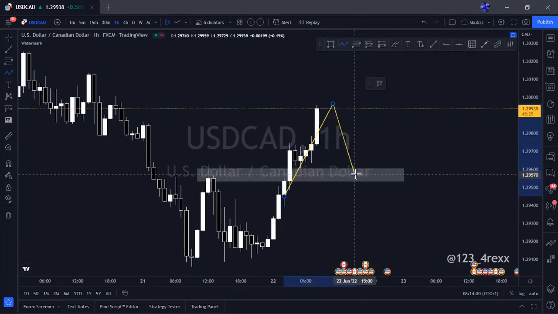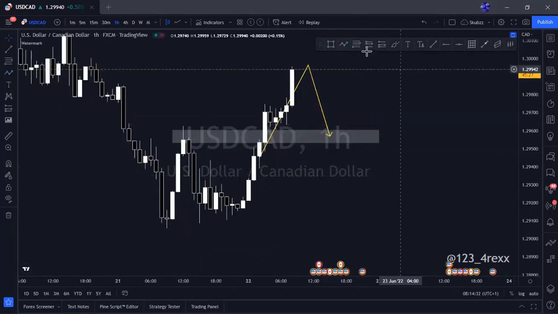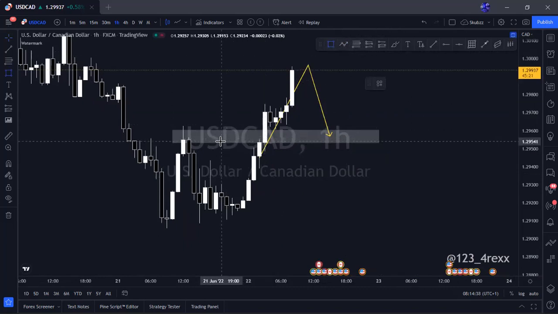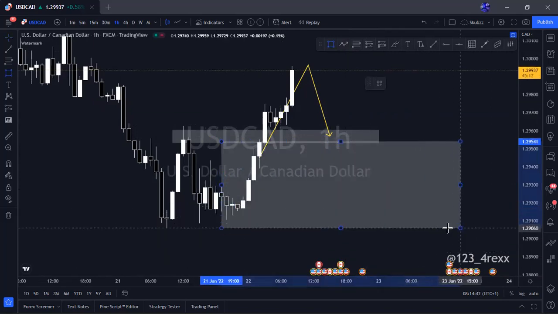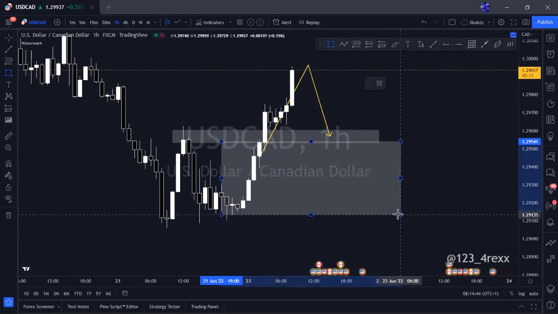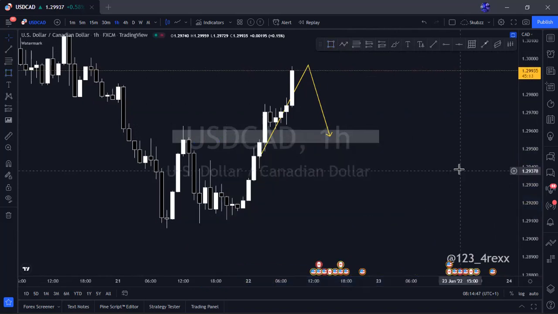I'll not enter aggressive on this one, because if you enter aggressive, the stop is going to be very, very wide. You have to factor in all this area here, because as long as price stays above it, it's still valid. So you have to factor it in. That being said, I'll not be taking an aggressive entry.